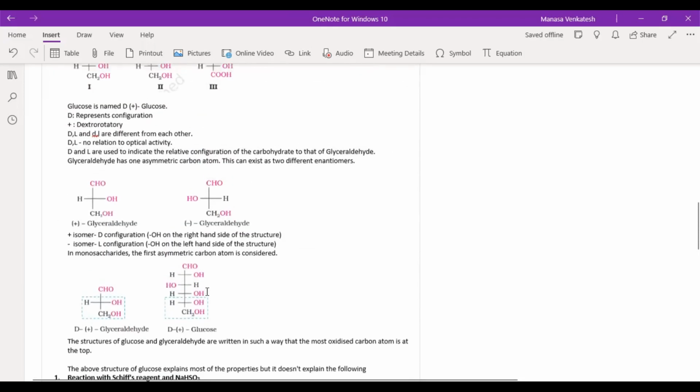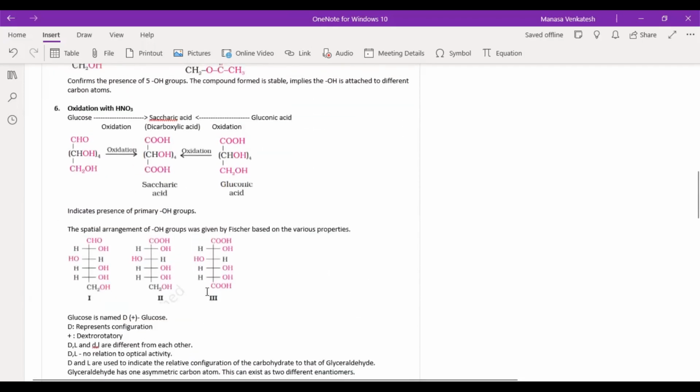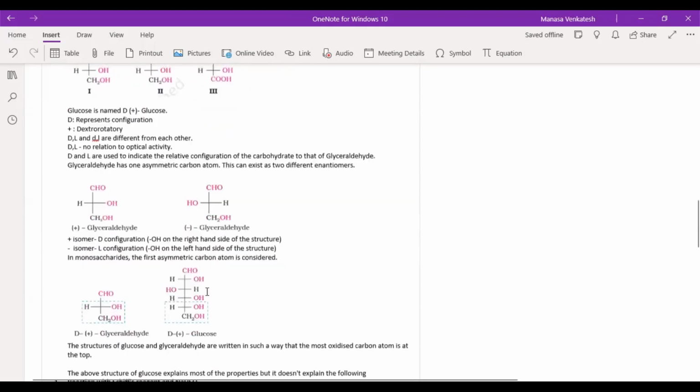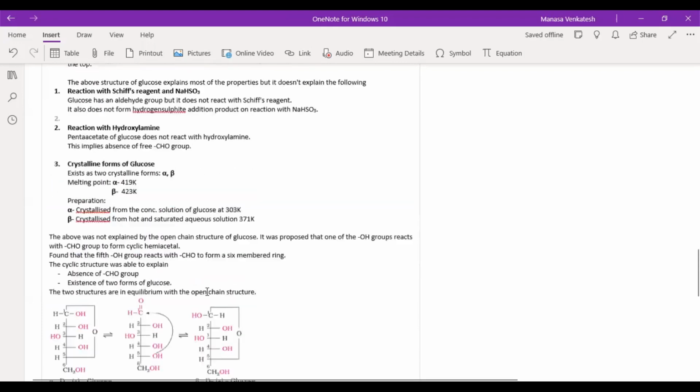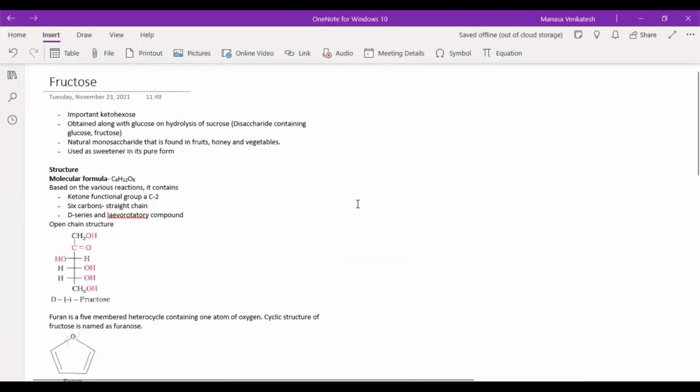We started with preparation. We moved on to the structure, and we also understood the spatial arrangement and the cyclic structure of glucose. Fructose. Fructose is also another monosaccharide like glucose. It's a ketohexose. The word keto means it has a ketone functional group, and it's a hexose, which means it has 6 carbon atoms.